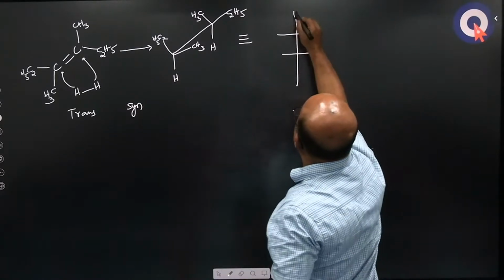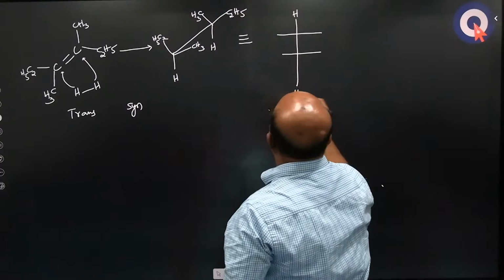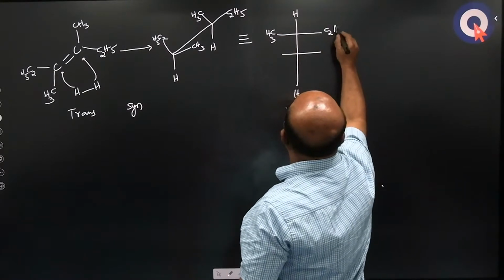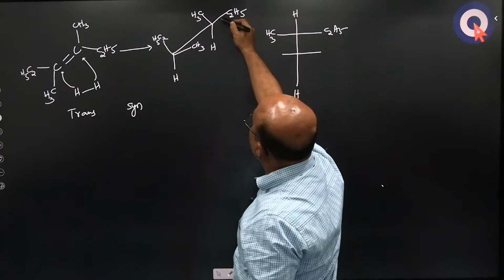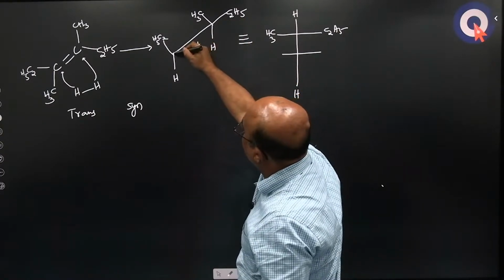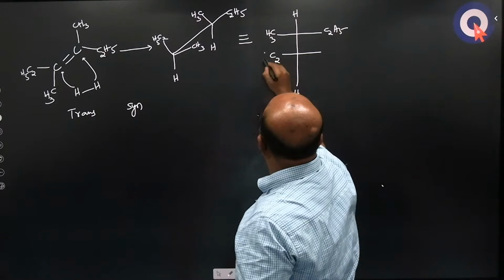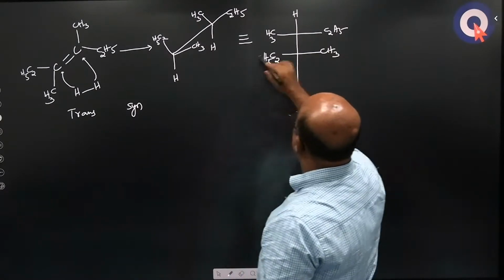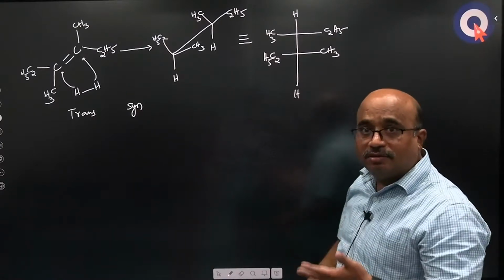So we have H here, CH3 here, C2H5 here. This will become the top carbon, this will become the bottom carbon. So this will become C2H5 and this is CH3. But this compound does not have a plane of symmetry.